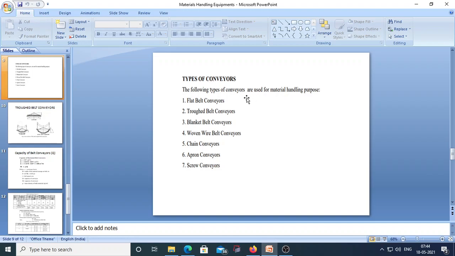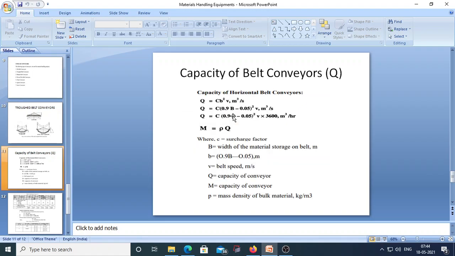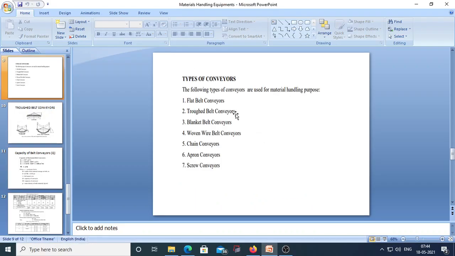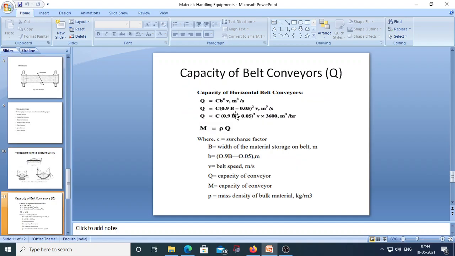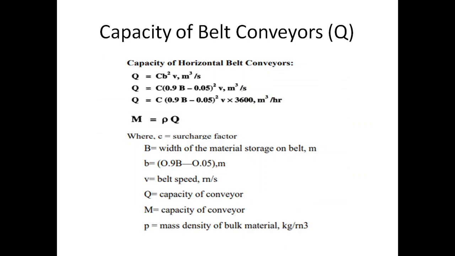Then types of conveyor we have covered. First type, belt conveyor, then trough belt conveyor. When you require more volume, then we use the trough belt conveyor. Okay. Next, we'll see the next one, capacity of the belt conveyor. In today's lecture, we will cover the capacity of the belt conveyor. We will see how to calculate the capacity of the belt conveyor.